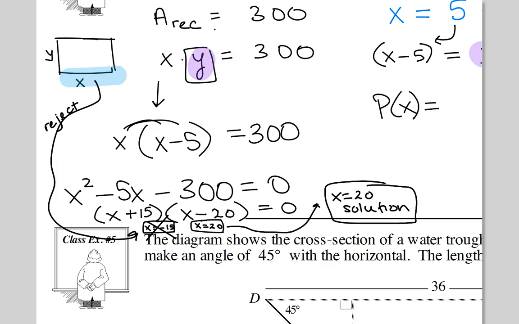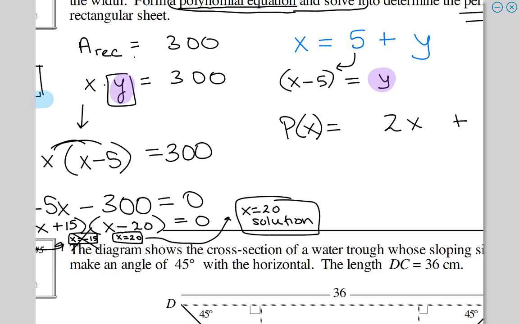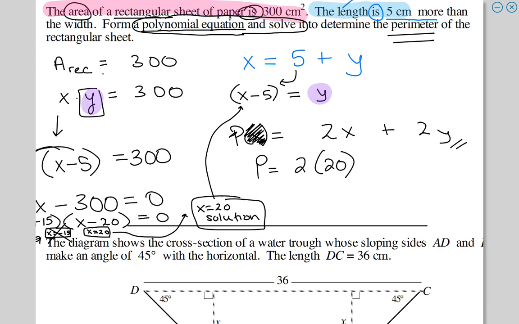Okay, so if we know that x is 20, what could we do? Put it right there, and we'll get y. So we can scratch this out because we don't need that x. We're just going to solve for the perimeter. So it's 2 times x, which is 2 times 20. And then if I put 20 up here, minus 5, I got that 15 is y. So it's got a 40 plus a 30, and the perimeter is 70, looks like centimeters.